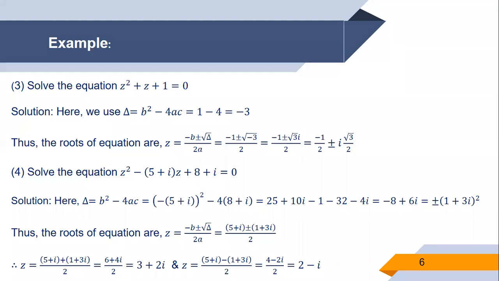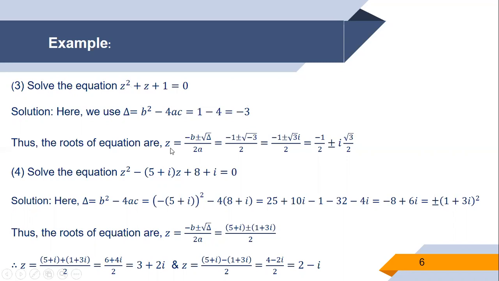Now some examples, this is important. If given a simple question, solve the complex equation, that means z square plus z plus 1 is equal to 0. So basically we apply the delta method for solving this type of example. We compare this second degree polynomial with the standard form a z square plus bz plus c. So we get a is 1, b is 1 and c is 1. So we write delta is equal to b square minus 4ac. So b is 1, so 1 minus 4 is nothing but minus 3.